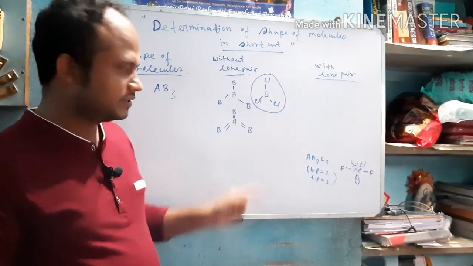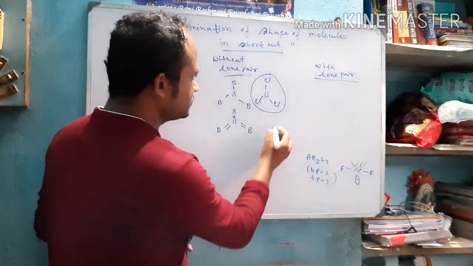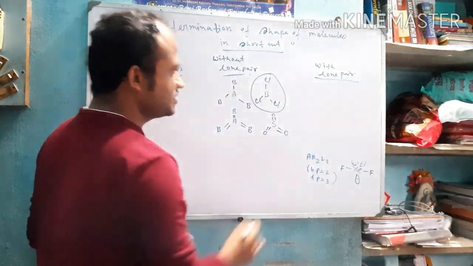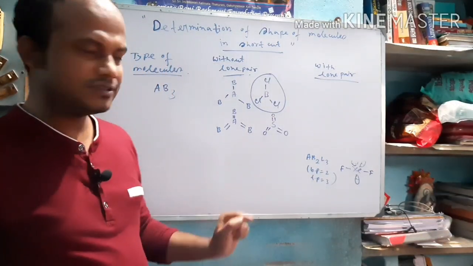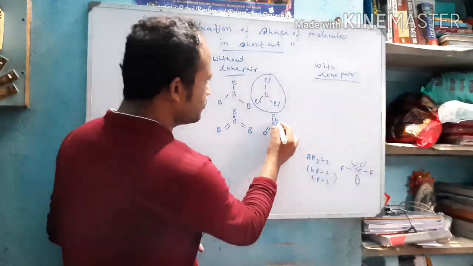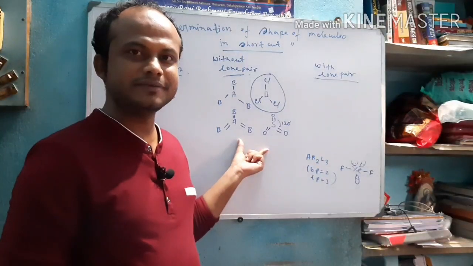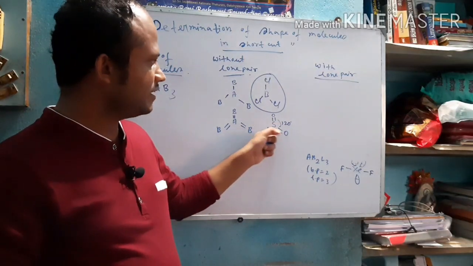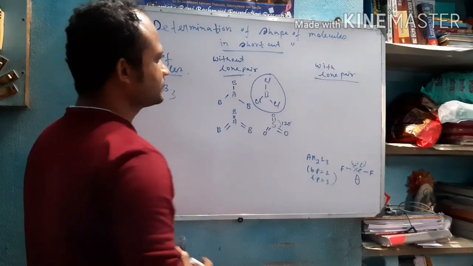This is sulfur. A is sulfur, but B is oxygen. So SO3 is the structure. Here sulfur has no lone pair of electrons, and this type of molecule's bond angle is 120 degrees. What is the shape name? Shape name is triangular planar. Triangular and also planar. This is triangular planar shape.